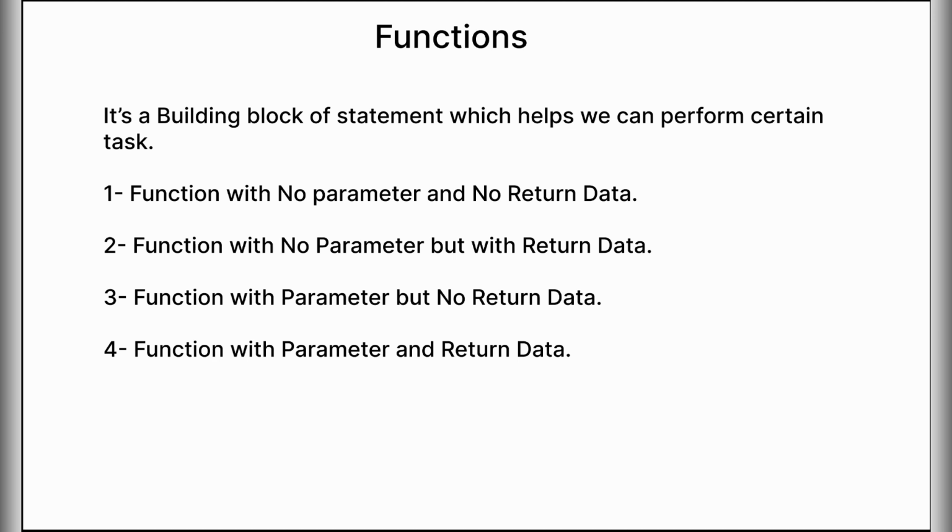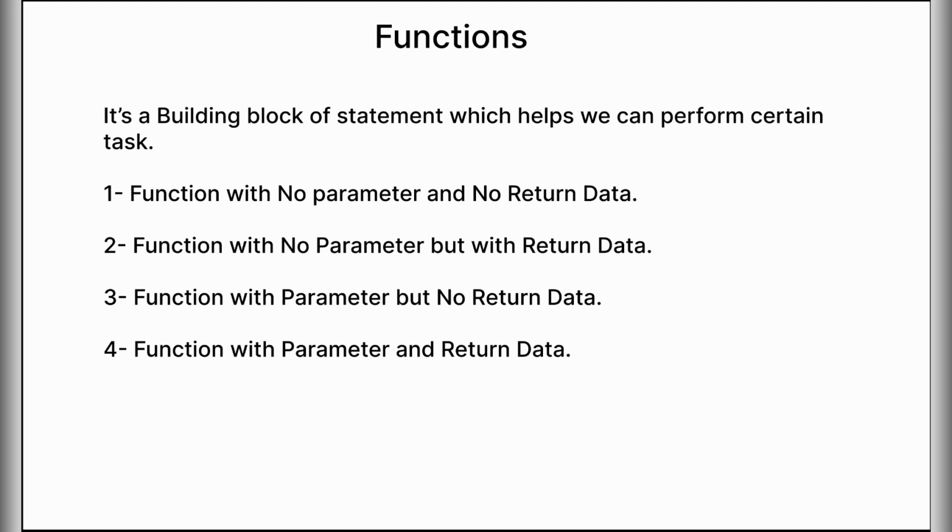Second, function with no parameter but with return data. It means a function which will not accept any parameter but it will return some data. The third one is a function with parameter but no return data. It means a function which will accept some parameter but will not return any data. The fourth one is functions with parameter and return data. It means a function which will accept some parameter and it will return some data as well. Let's see them one by one by example.